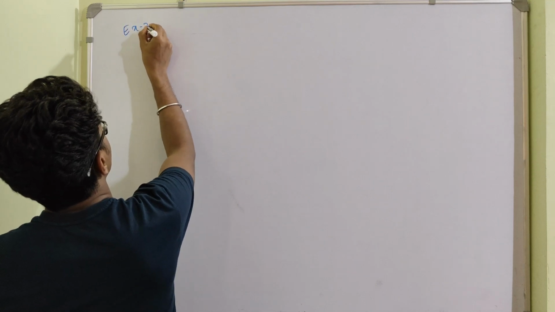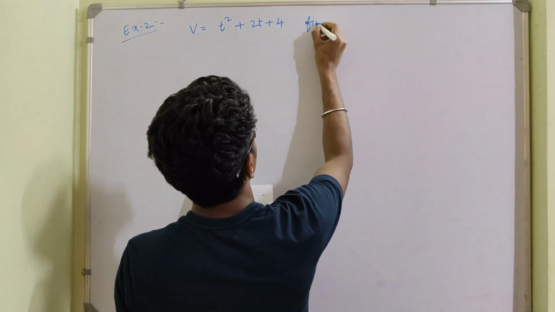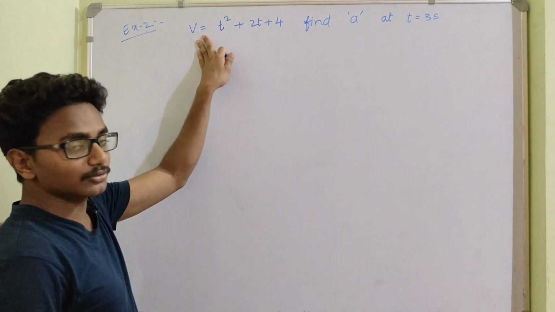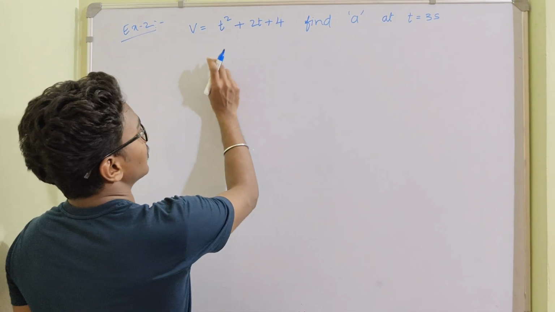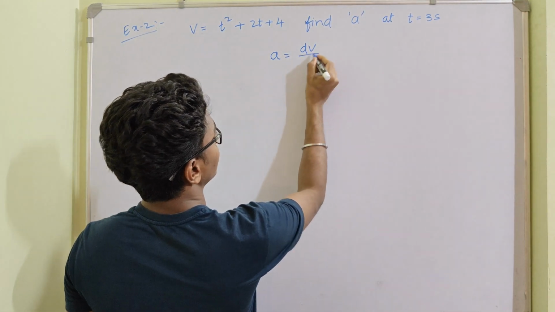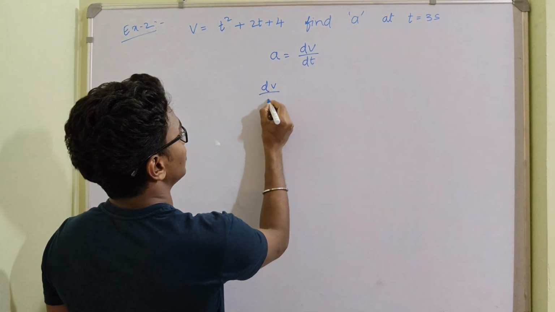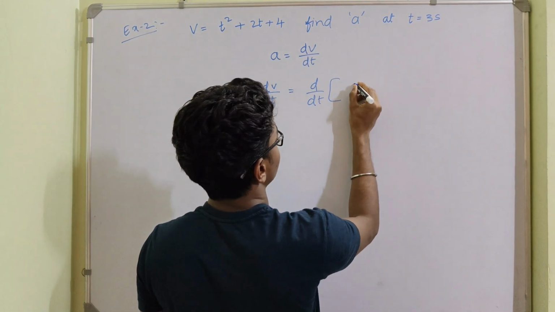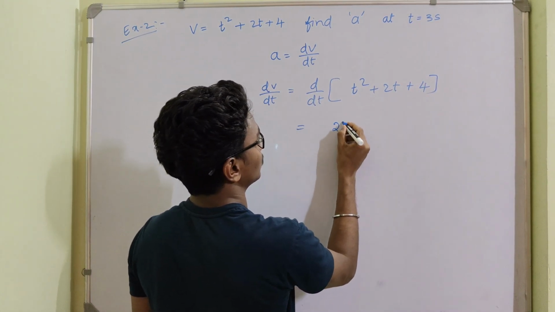Next example. v equals t square plus 2t plus 4. Find acceleration at t equals 3 seconds. Define acceleration in terms of v and t, that is dv by dt. Okay, differentiate this. dv by dt equals d by dt of t square plus 2t plus 4, that is 2t plus 2.